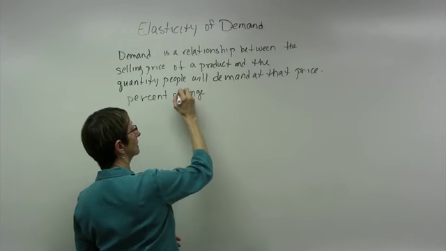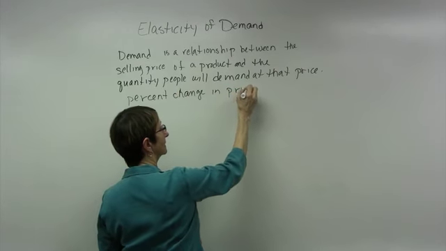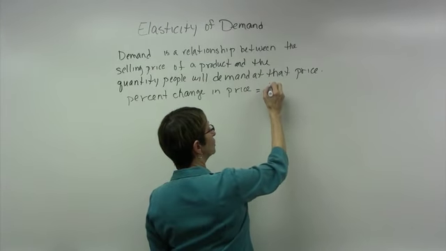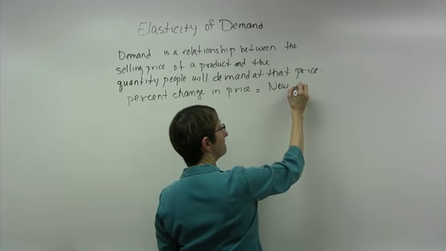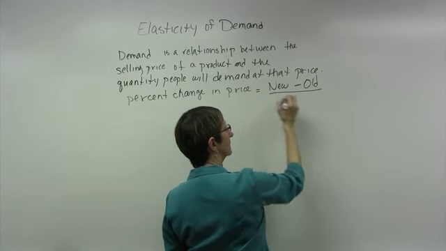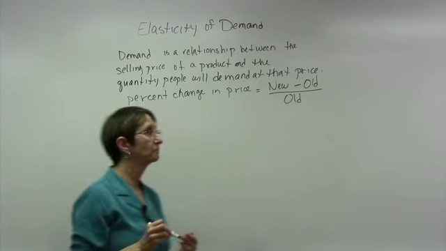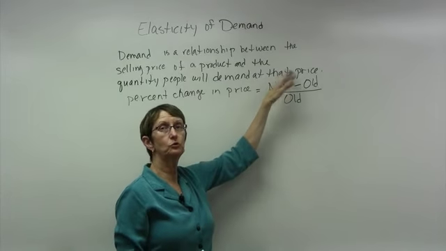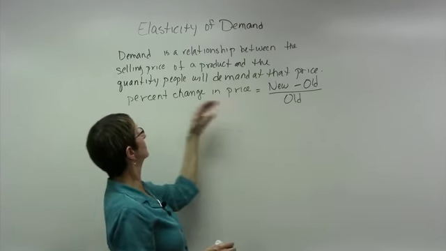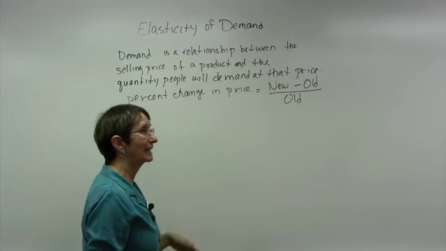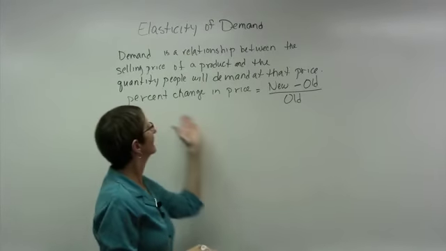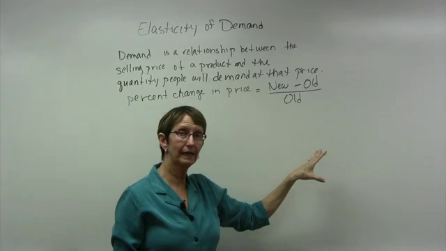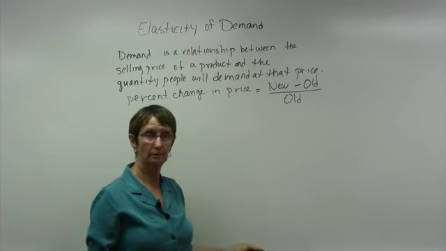Percent change in price is equal to the new price minus the old price divided by the old price. And it's the same if it's percent change in revenue. It would be new revenue minus old revenue divided by old revenue, or if it's a percent change in cost. If prices have increased 10%, that's where this kind of thing comes into play. So percent change in price is what elasticity is based on.